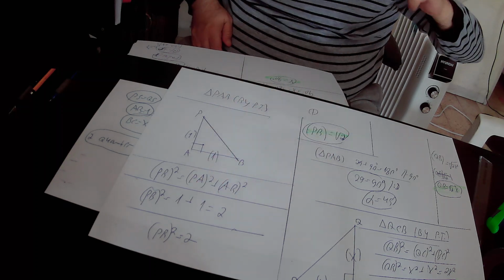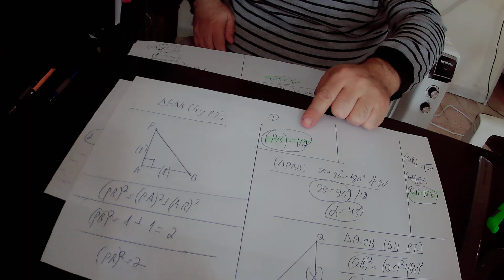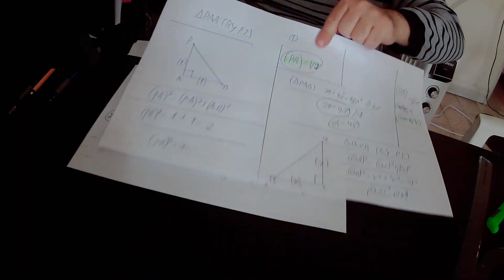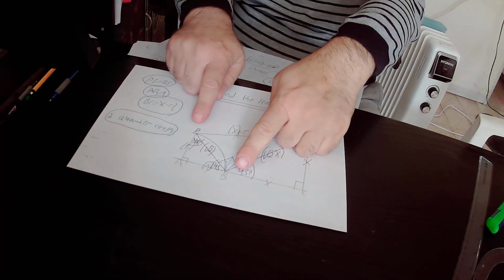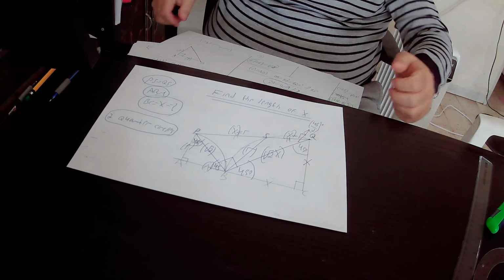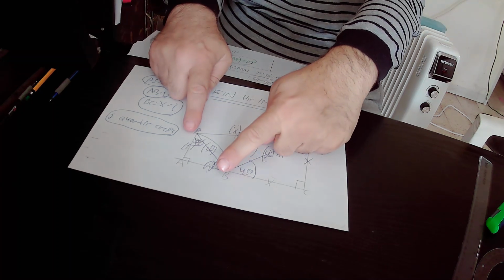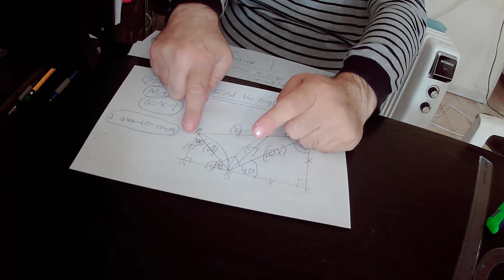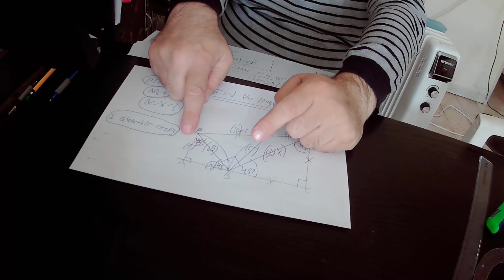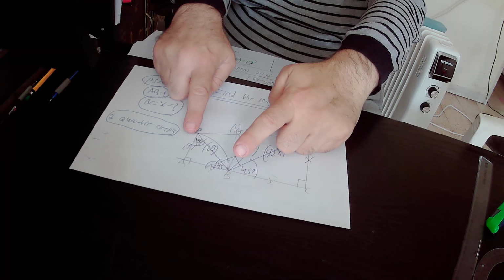PB squared equals 2, we took the square root of this equation, and finally we found out that PB equals the square root of 2 units. That is to say, the hypotenuse PB of the triangle PAB equals the square root of 2 units in its length. Then we found out that PA equals AB in this right triangle PAB. PA equals AB equals 1.